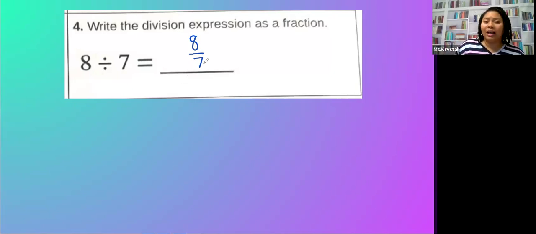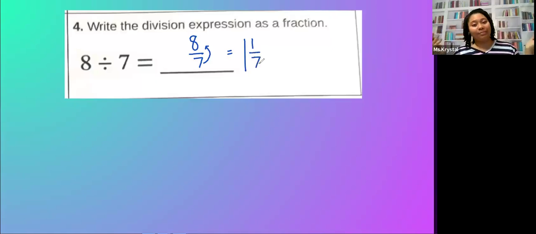We ask ourselves, how many times does 7 go into 8? 7 times 1 is 7. 7 times 2 is 14. Too big, right? So it's only going to go in one time. But we have a remainder. 7 times 1 is 7. Counting up to 8, it's only 1. So it's 1 with the same denominator, which is 7. So the final answer there is 1 and 1/7 for number 4 on Monday.